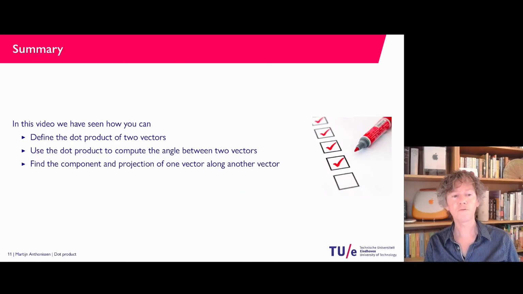I'm going to wrap up this video. What we have seen is, given two vectors in space, how you can compute the dot product. And we have also seen the relation between the dot product and the angle between the two vectors, and how you can use that to compute the component and the projection of one vector along another vector. I hope this was clear, and I look forward to seeing you in the next video.